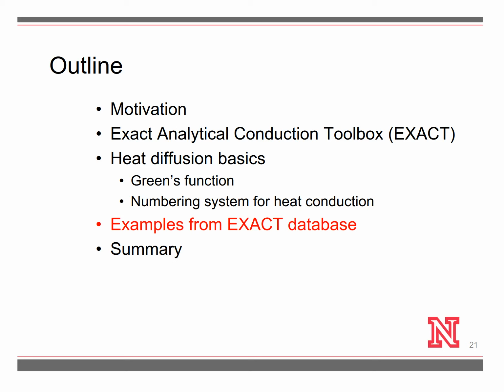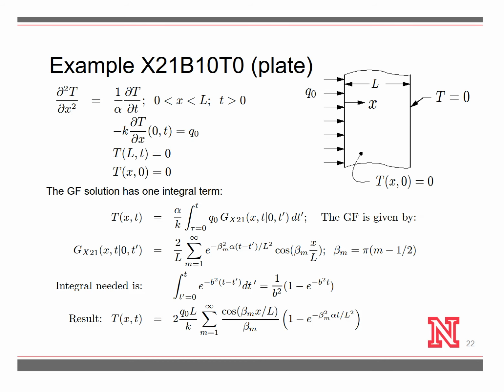to give a couple of examples from the exact database. So here's a solution that's in the exact database. The number is x21 B10T0. So that's the one-dimensional heat equation in a slab between 0 and L. I've got a uniform or constant flux at this boundary, and everything else is homogeneous. So there's one driving term, it's a constant flux.